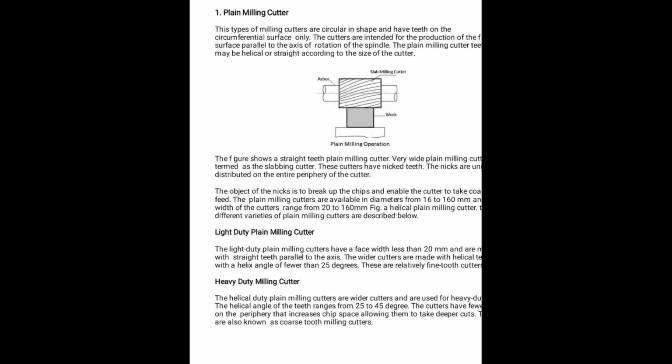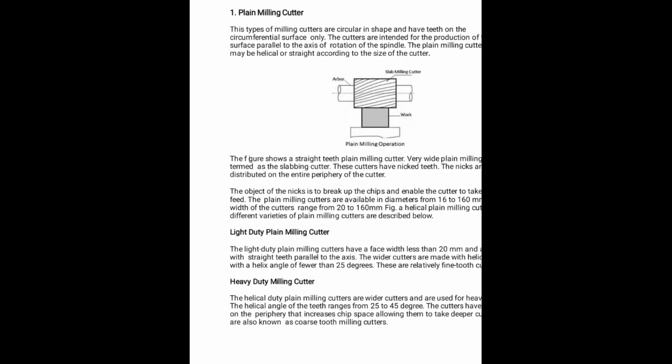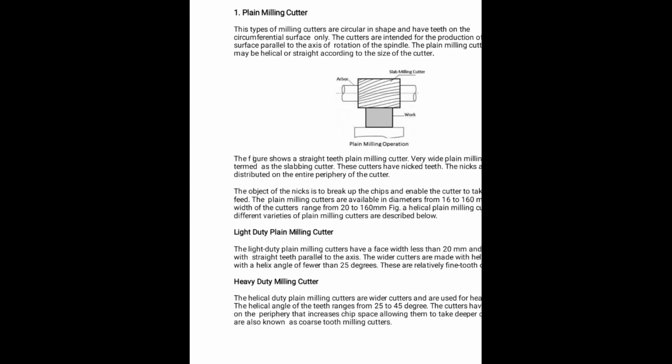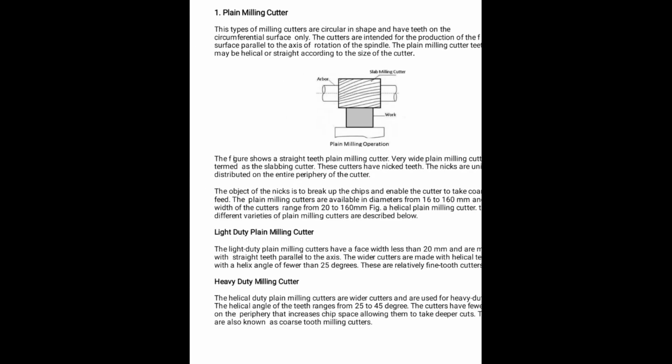Next, light duty milling cutters. The light duty milling cutters have a face width less than 20 mm and are made with straight teeth parallel to the axis. The wider cutters are made with helical teeth with a helical angle of less than 25 degrees. The heavy duty milling cutter: the heavy duty plain milling cutters are wider cutters and are used for heavy duty work. The helical angle of the teeth ranges from 25 to 45 degrees.